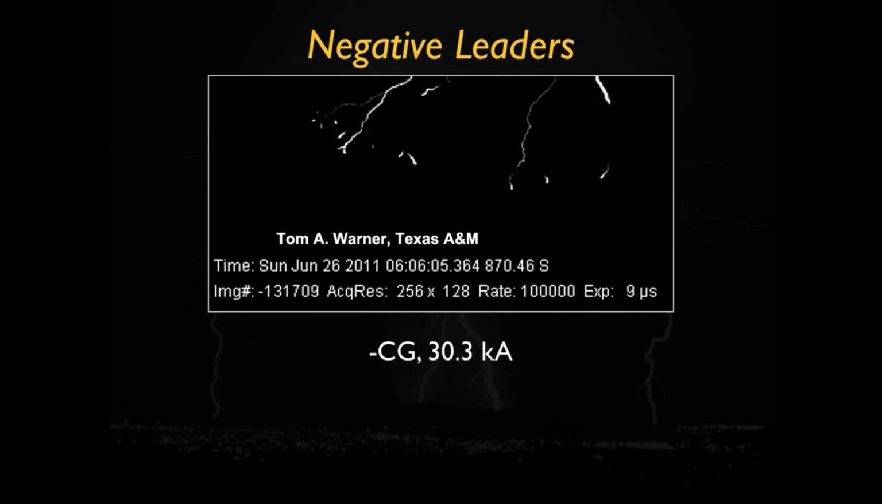Now, if we look at negative leaders, we'll notice quite a difference. Again, we'll see clear stepping, much more branching in this particular case, and that the tips are quite bright where the stepping is taking place. This also was recorded at 100,000 images a second. These are actually branches from a main channel that's just outside the field of view to the right, and then it will make a connection with ground, causing a return stroke, and the NLDN indicated it was an estimated peak current of 30.3 kiloamps.